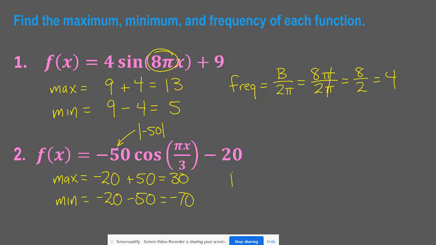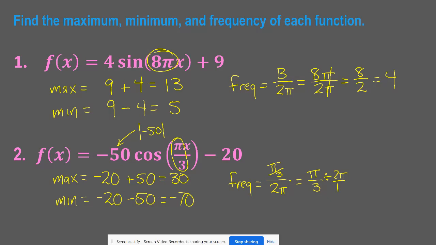For our frequency, we're going to take b, which is pi over 3. That's what's being multiplied by the x, is pi over 3. And we're going to divide that by 2 pi. And so the way I work with anytime I have a fraction over a fraction, I split that into two fractions. So I'm going to make it pi over 3 times, let's just go ahead and write this as divided by 2 pi over 1.